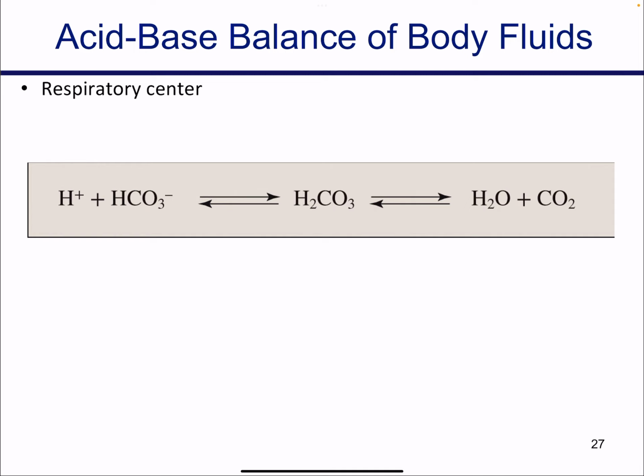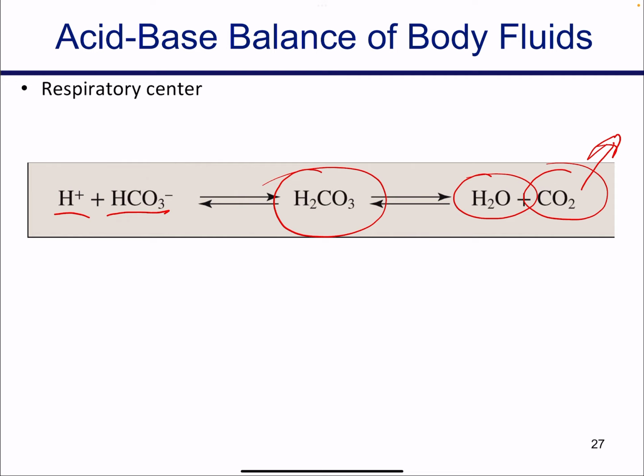The respiratory system plays a very important role. Remember that carbon dioxide circulates in our body in three forms: in form of carbaminohemoglobin, in form of carbon dioxide gas, and in form of bicarbonate, right? When bicarbonate combines with hydrogen ion, it forms carbonic acid. That carbonic acid can dissociate into water and carbon dioxide. Carbon dioxide is released in the lungs and it's kicked out of the body, right?